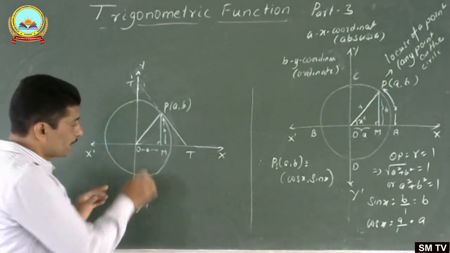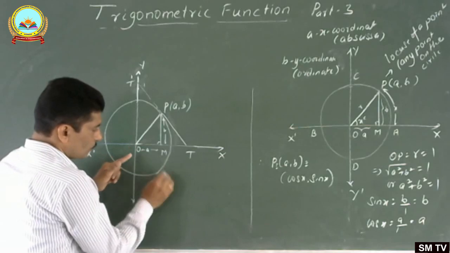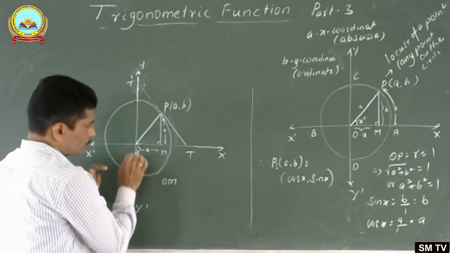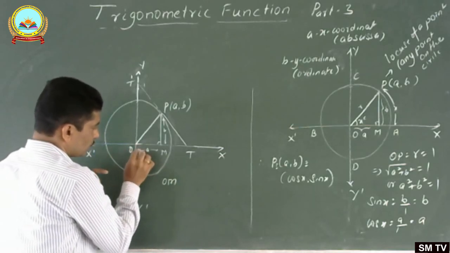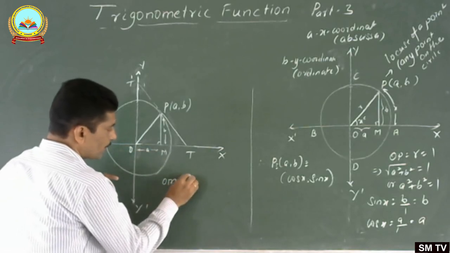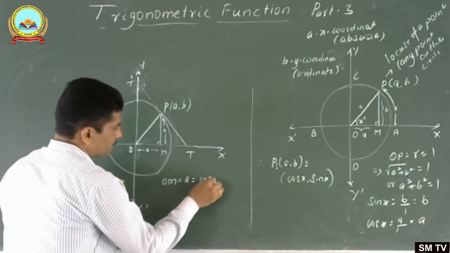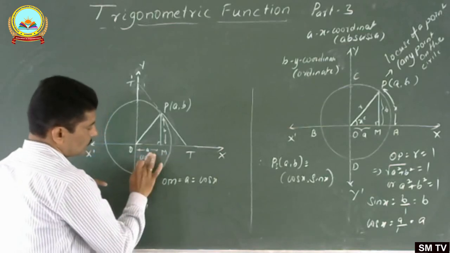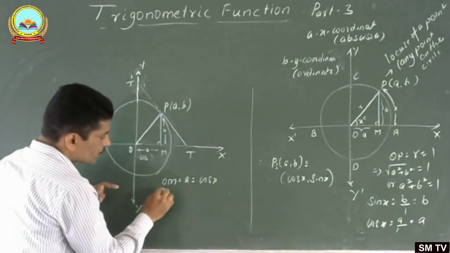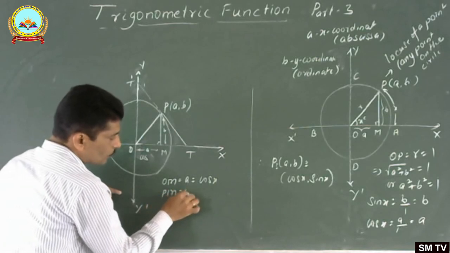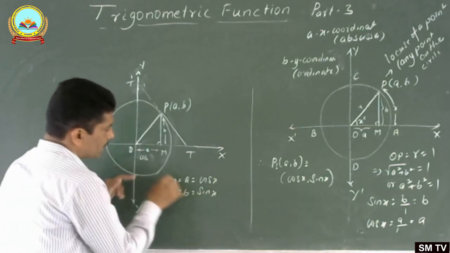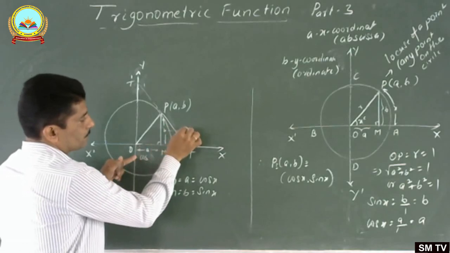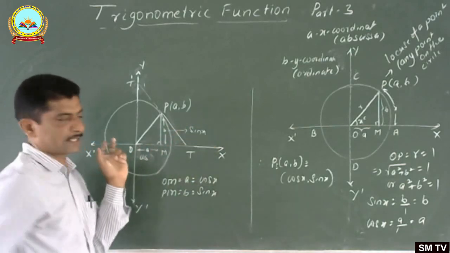Here you know the value of a: OM is equal to a, which means cos x. This distance is cos x. And the distance PM is equal to b. This value is sin x.